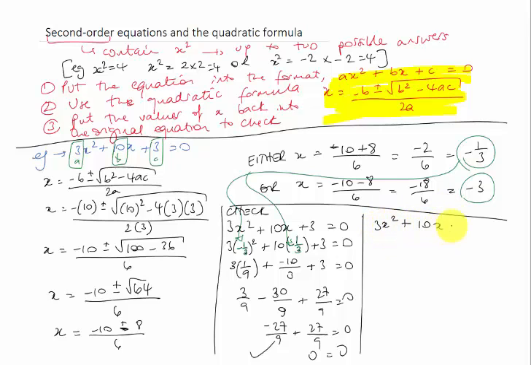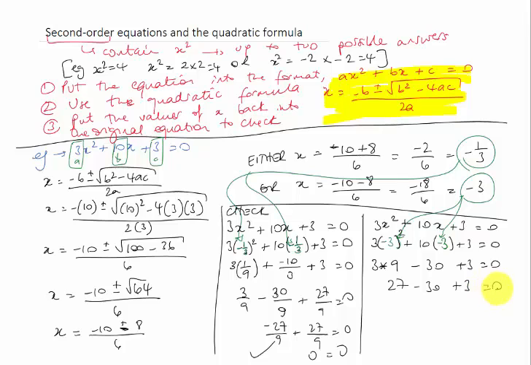So 3x squared plus 10x plus 3 equals 0. So in this case we'd have 3 times minus 3 plus 10 times minus 3 plus 3 equals 0. Oh, sorry, this is squared, so that would be 3 times 9 minus 30 plus 3 is 0. So that would be 27 minus 30 plus 3 equals 0. So again, that would give me 27 minus 27 equals 0. 0 equals 0, so that's correct. So that's how you do it.